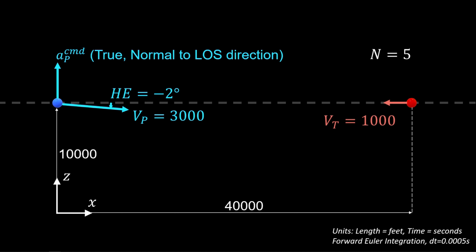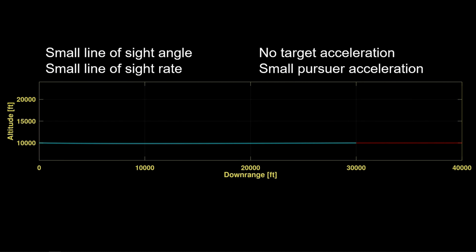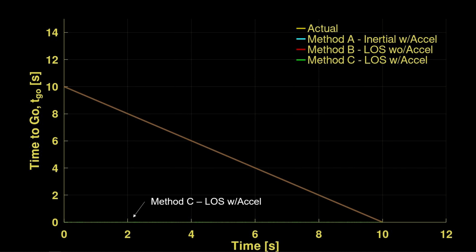This is a simple case where we would expect all methods to do well. The pursuer turns into the target requiring minimal acceleration with small line of sight rate and line of sight angles. This is essentially a head-on collision. We now plot the time to go estimates for each method in order of their development on top of the actual time to go. At first glance, it looks like everything is working perfectly until we notice that method C appears to be on the zero axis.